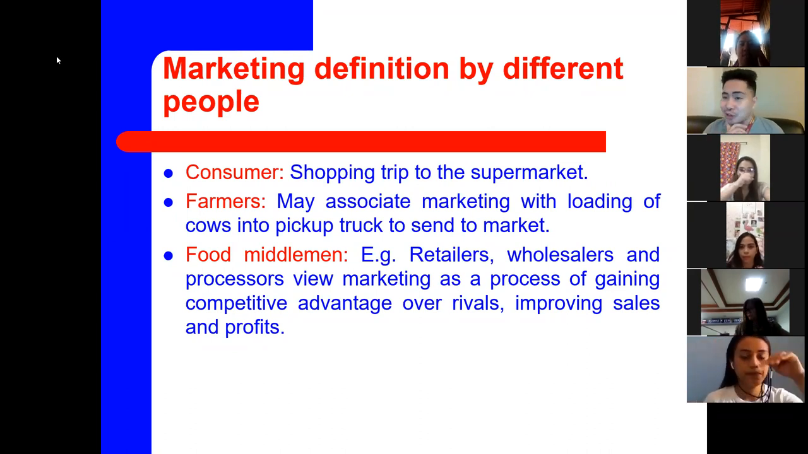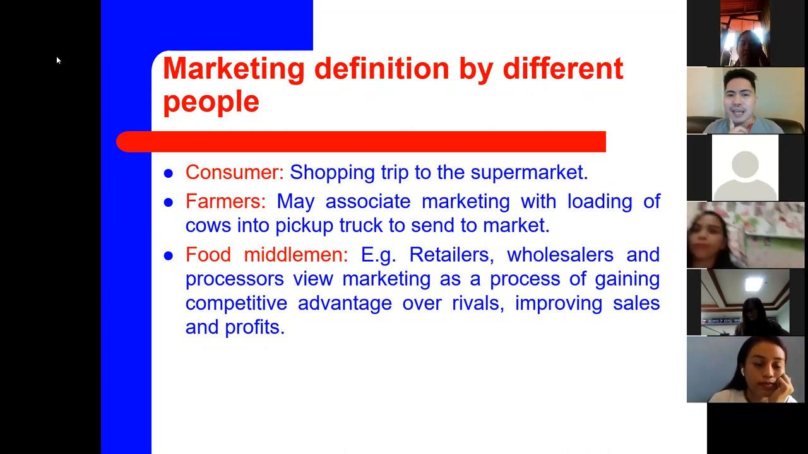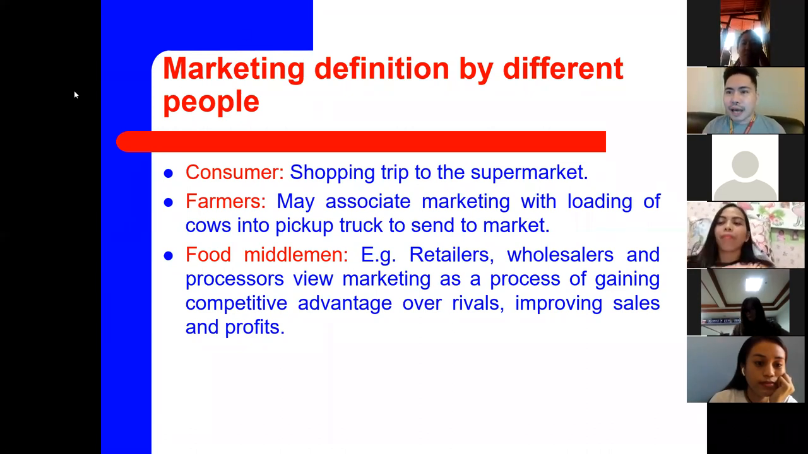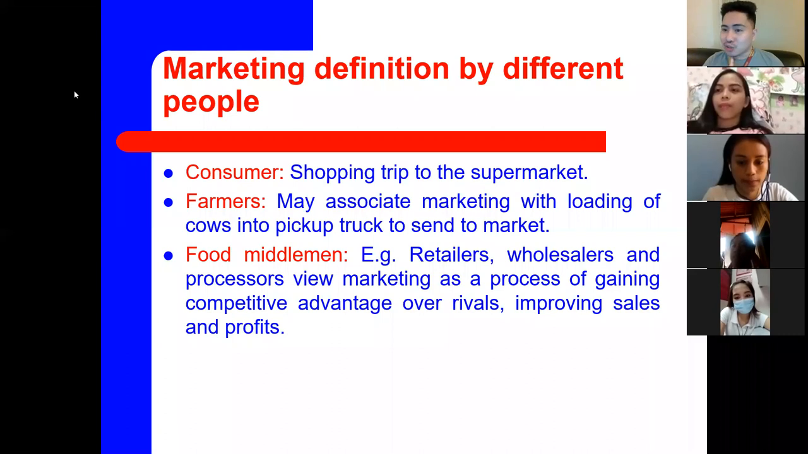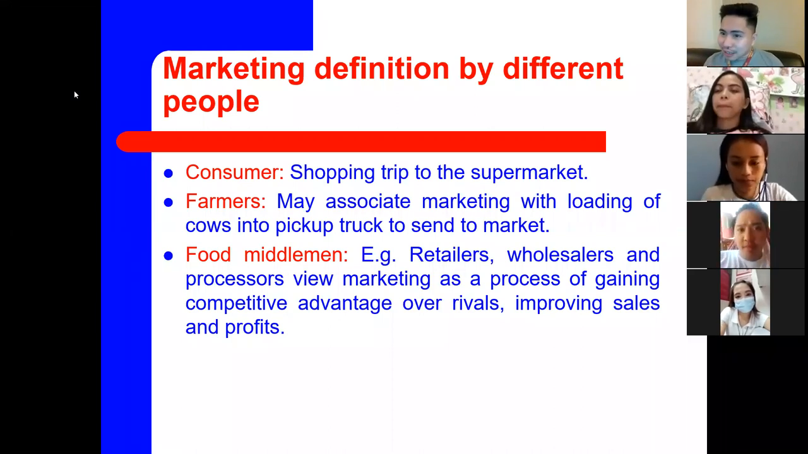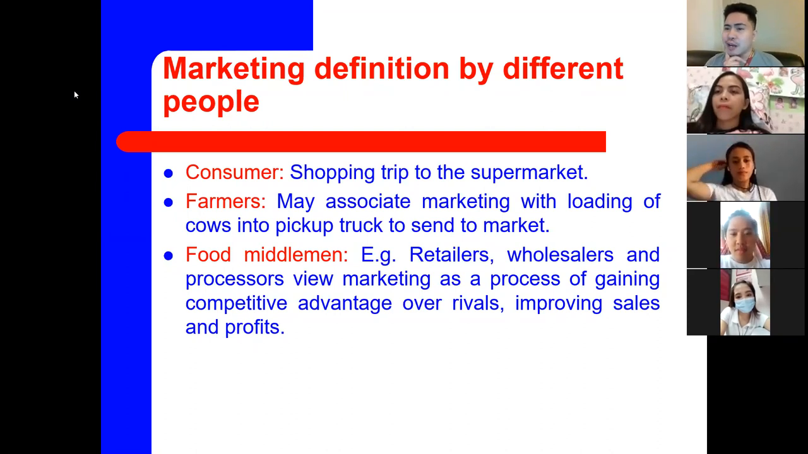For farmers, they can associate marketing with loading of cows into pickup trucks to send to the market. For them, marketing is loading their products onto their trucks to distribute or deliver to the market. That's their impression about marketing. But for food middlemen, like retailers, wholesalers, processors, they view marketing as a process.